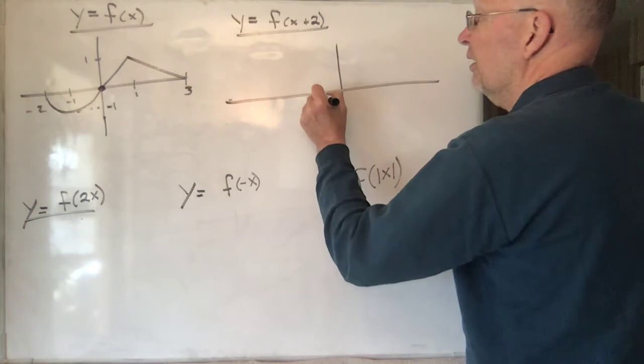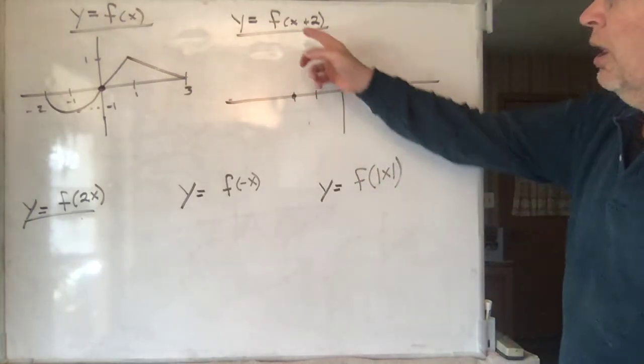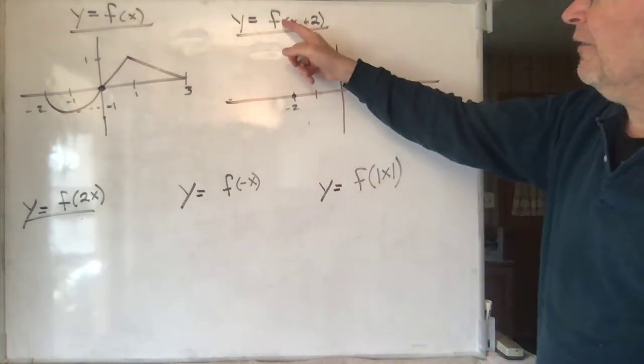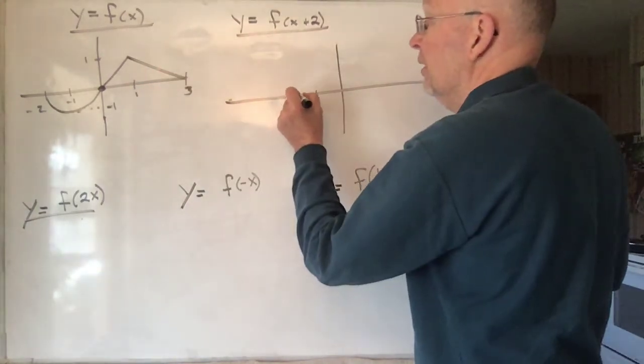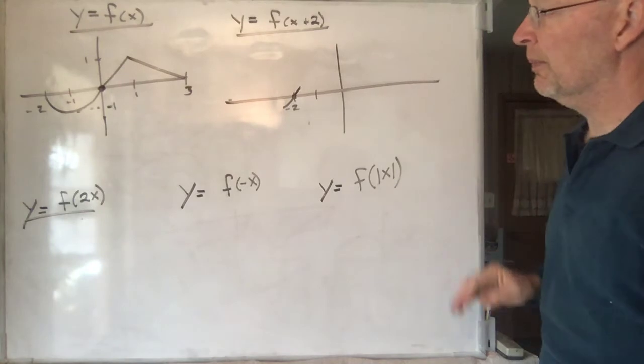Okay, so here's -2 right there. When I stick in a -2, f will see a 0, and when f sees a 0, what does it do? It kind of starts this jobby. Okay, that's what it starts doing.